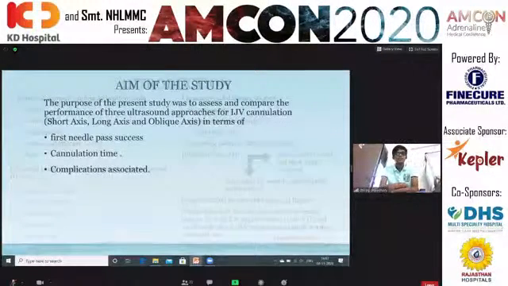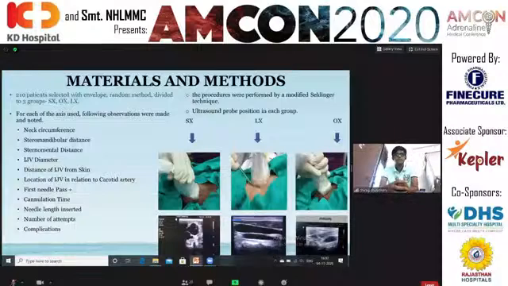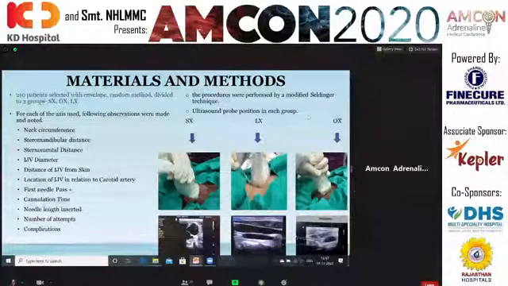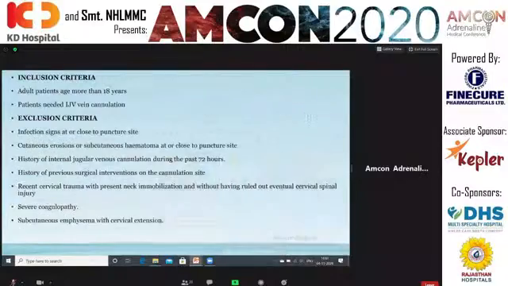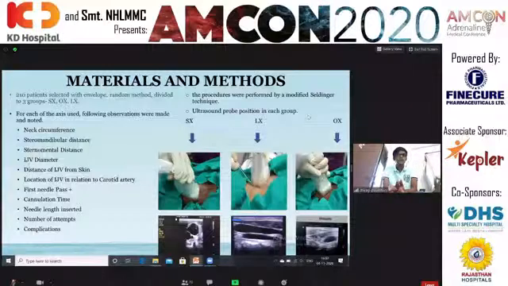My aim of the study is to compare all three approaches for first needle pass success, cannulation time, and complications associated with those. Next. For my materials and methods, we took 210 patients and randomized them to three groups, 70 per group. For each axis used, we measured the following observations: neck circumference, IJV diameter, first needle pass success rate, cannulation time, and complications. These are my three approaches: short axis, long axis, and oblique axis, and these are the ultrasound images. We can acquire all three approaches. Next.